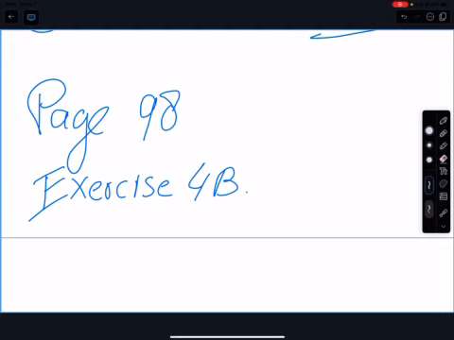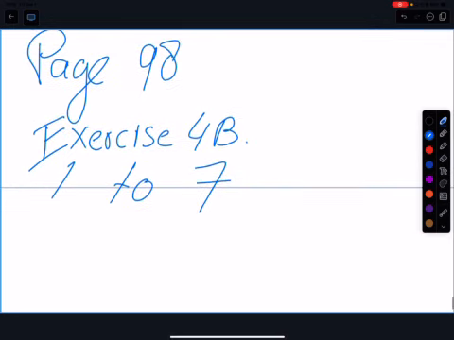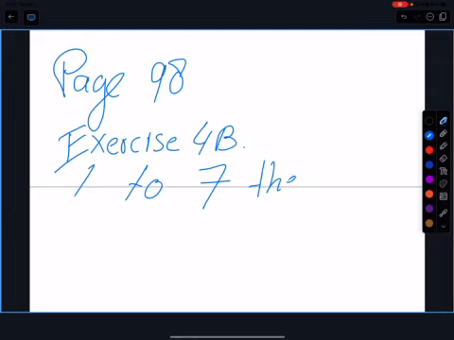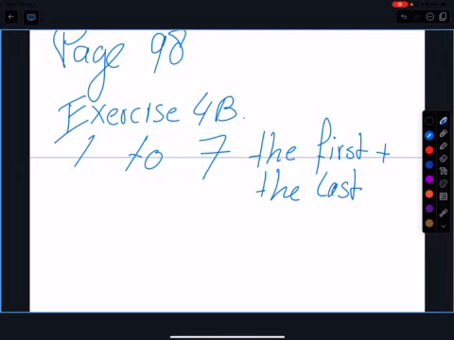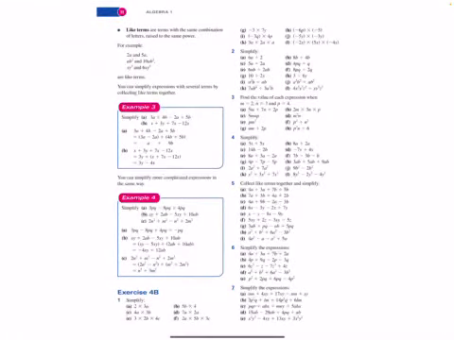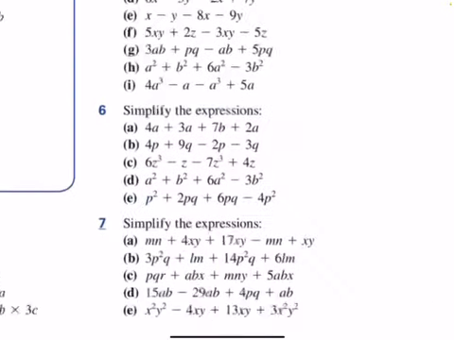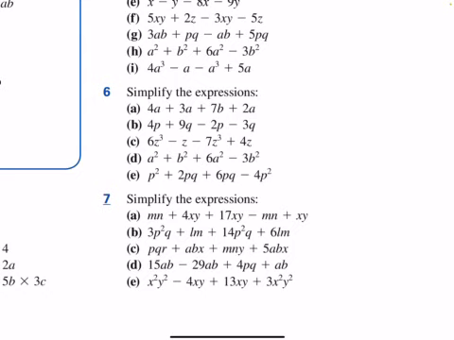1 to 7. The first and the last. So the first one is A, and on the next column it's L. 7 is A and E. Yes? 7 is A and E.